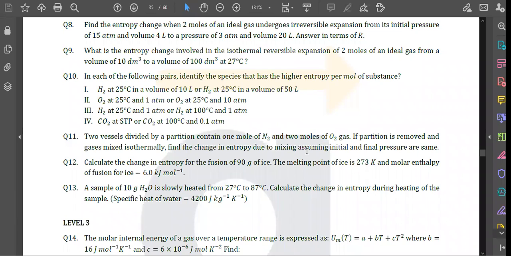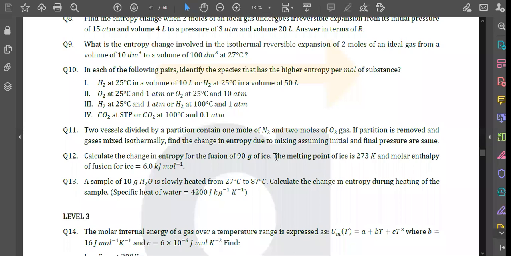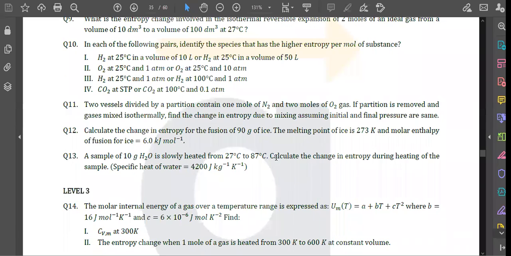Okay, so this is for 1 mole, right? Delta S will be for 1 mole. But in 90 gram of ice, we have 5 moles. So just multiply this by 5. Got it? Now question number 13. Again, 13 is formula putting, right?